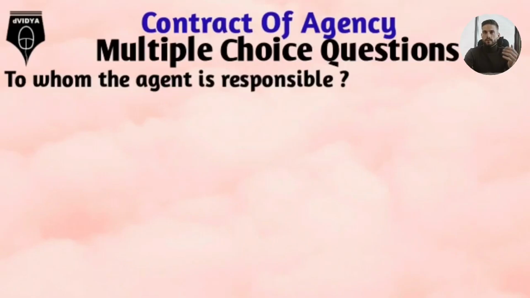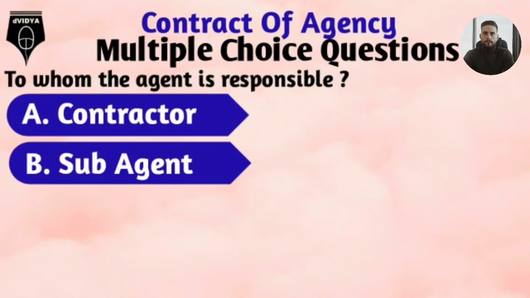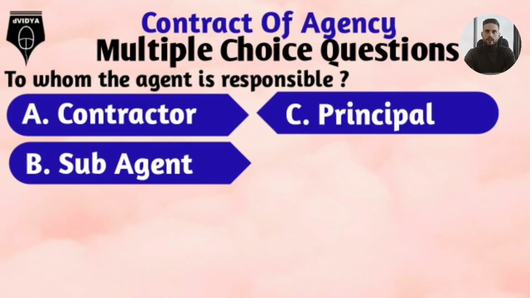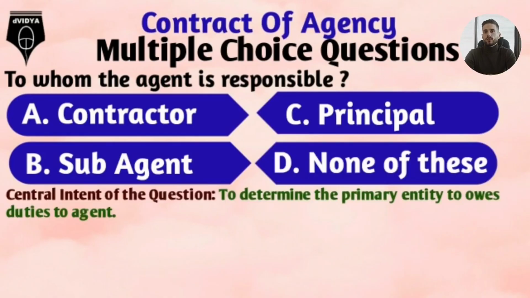To whom is the agent responsible? Option A, contractor. Option B, sub-agent. Option C, principal. Option D, none of these. Central intent of the question: to determine the primary entity to whom the agent owes duties.